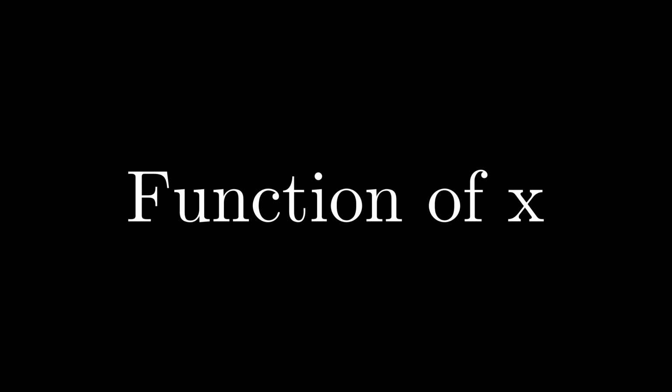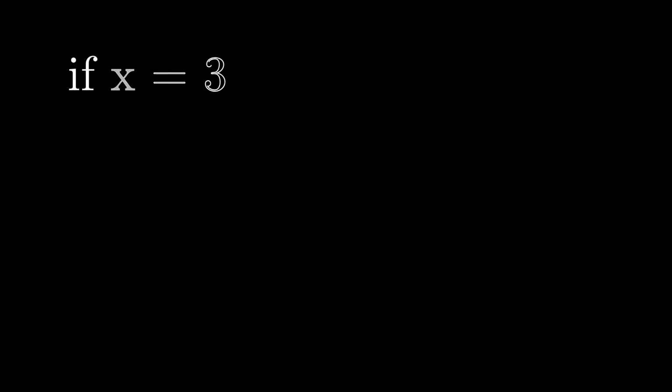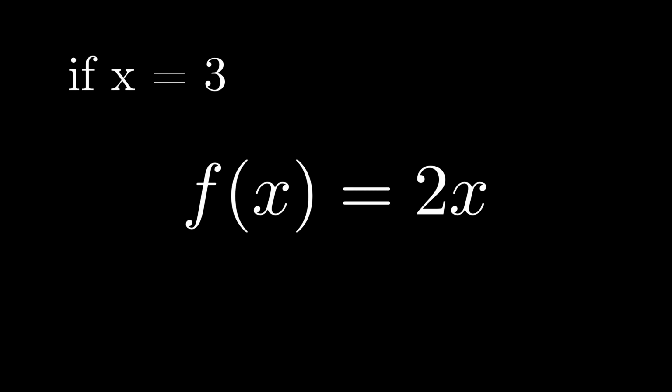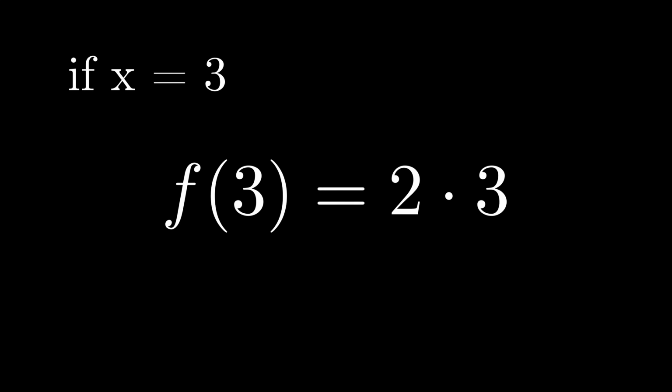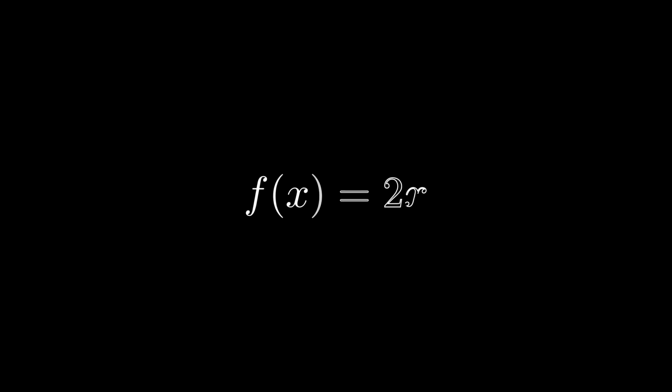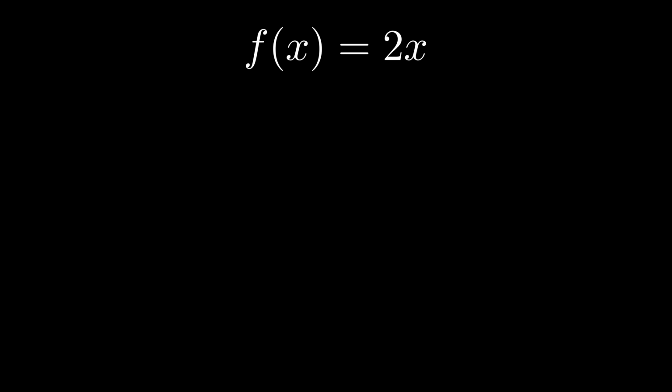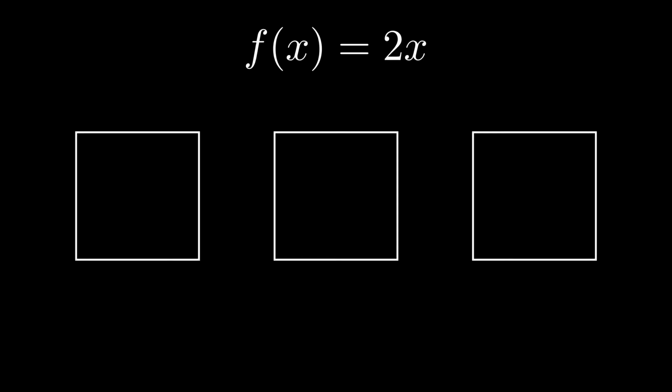f(x) stands for function of x. x is the input of this function. x can be any number as it's a variable denoted by the letter x. If x is equal to 3, then our function will look like this: f(3) = 2 × 3, which is obviously equal to 6. By inputting 3 into our function, our output is 6.